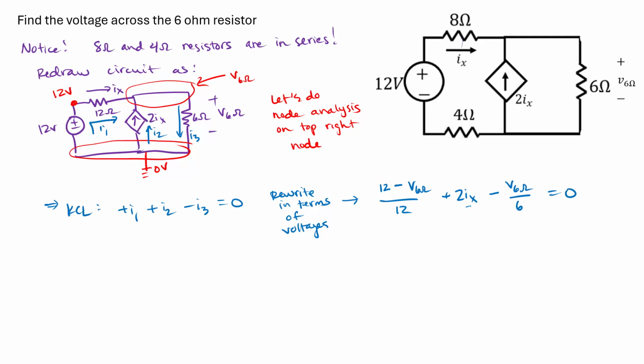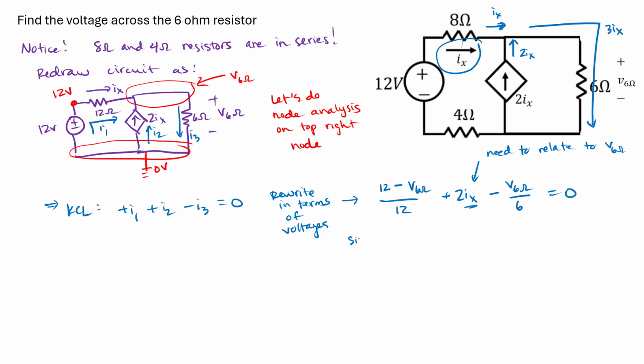And you'll notice, well, wait a minute, we have this Ix here. How do we relate Ix to the rest of our circuit? And how do we relate Ix to V6 ohms? In this case, the important thing to recognize is we have Ix entering from the left. We have 2Ix from the top. So we actually have 3Ix current flowing through our 6 ohm resistor.